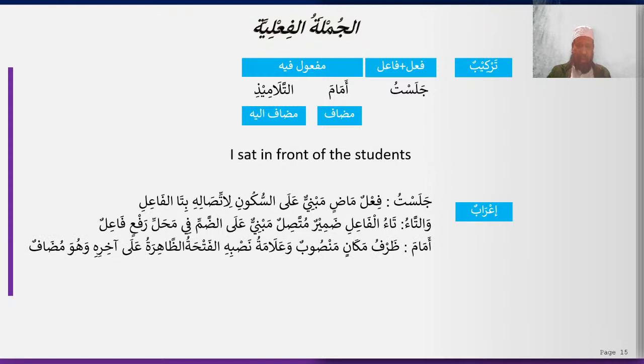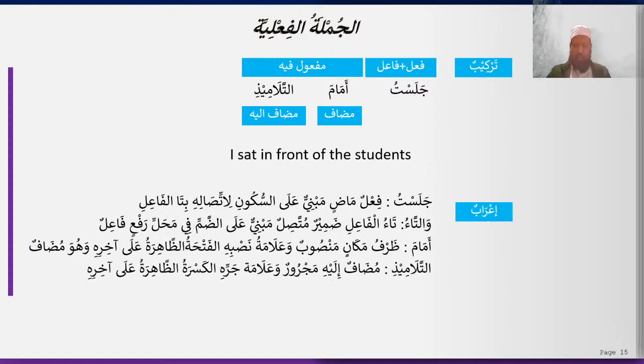أمام is ظرف مكان منصوب وعلامة نصب الفتحة الظاهرة على آخره وهو مضاف. التلاميذ مضاف إليه مجرور وعلامة جره الكسرة الظاهرة على آخره. So we just talked about فعل and فاعل, and these two words are separate, but now these two words will become a شبه الجملة من الظرف. وشبه الجملة من الظرف في محل نصب مفعول فيه.